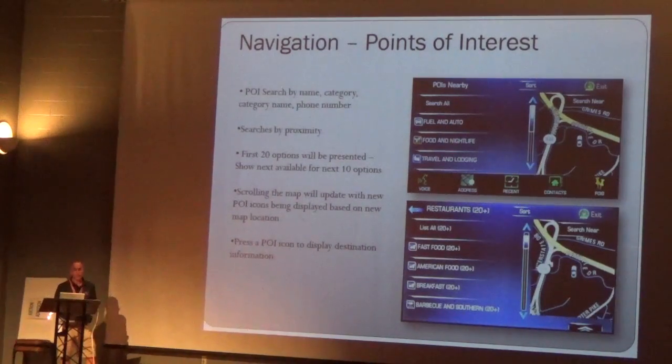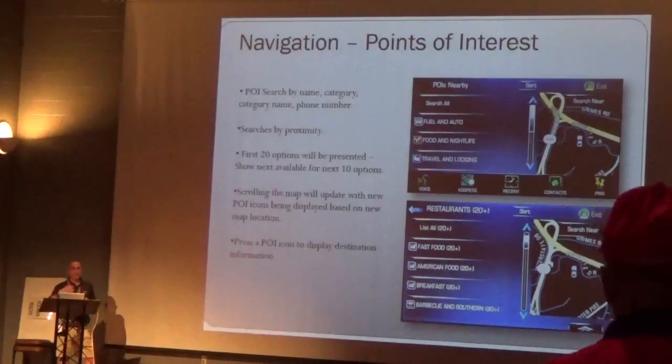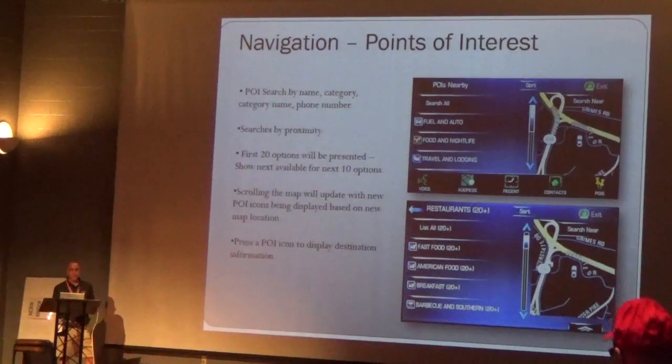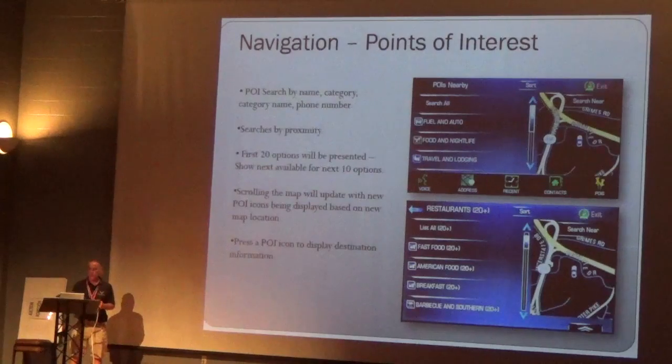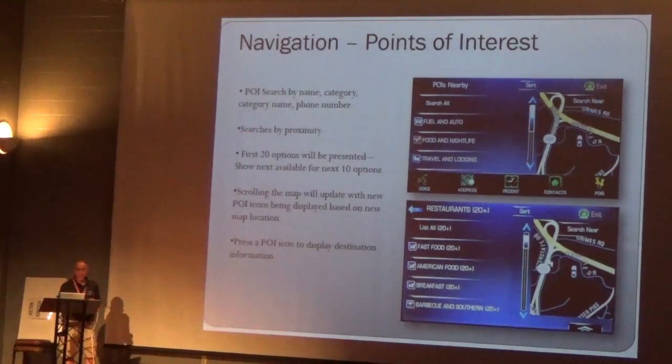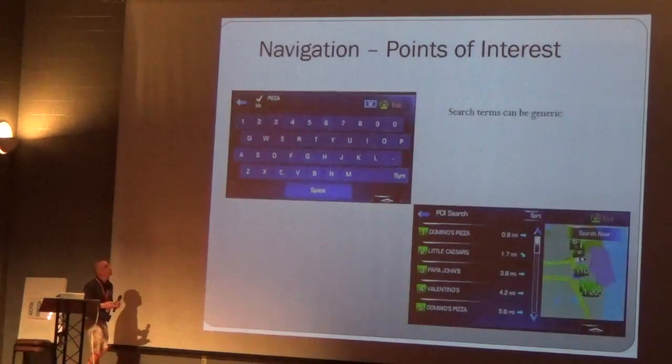Scrolling the map will update new POI icons that were found in its search. So on the right-hand side of the screen, you can scroll your finger on that map and you can change that list. If you hit the scroll bar, you're going to raise and lower the selection choices. So pressing on a POI from the map screen will give an icon to display its destination information.